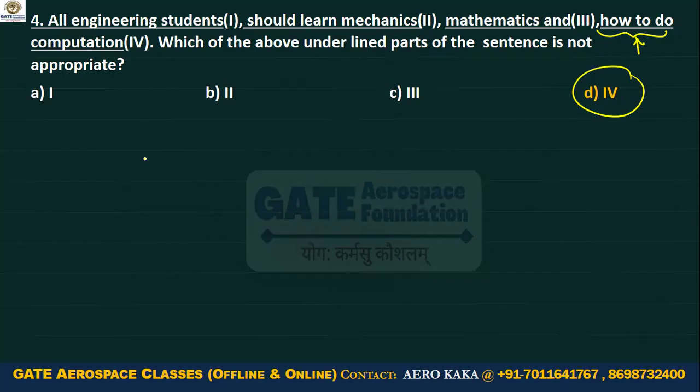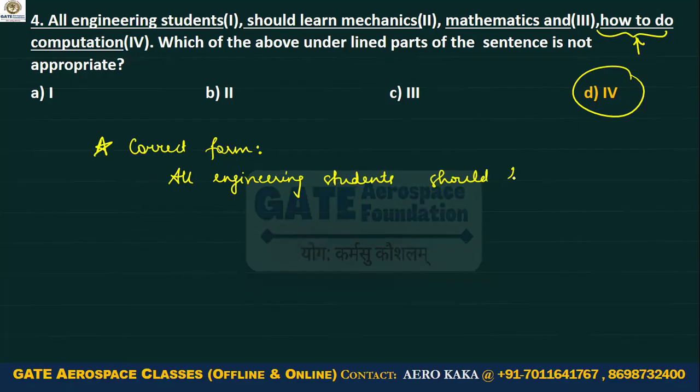I'll give you a little more explanation, but before that, I'll write down the correct form. The correct form will be: all engineering students should learn mechanics, mathematics, and computation.